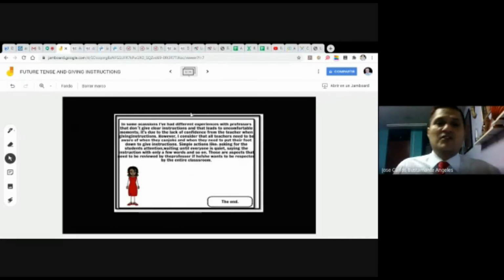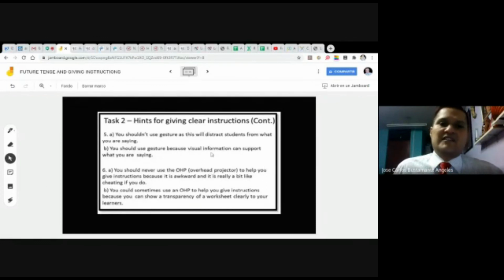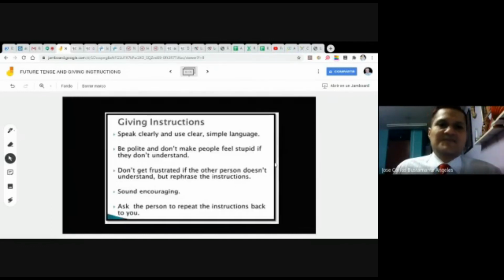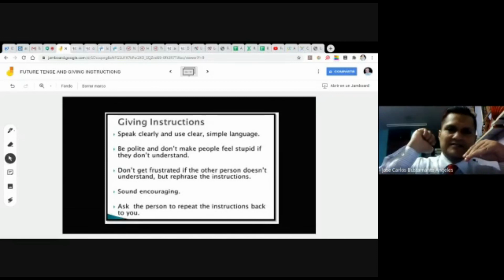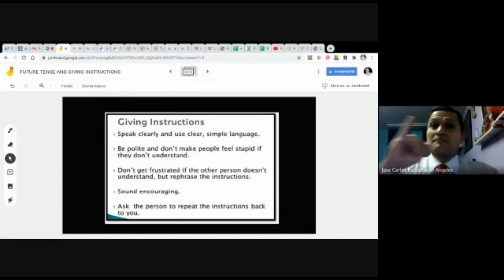Okay, good. And here you've got hints for giving clear instructions as well. I suggest, please, because you're going to have this resource Jamboard as always, because I always share with all the secondary fourth, take a look at it because you've got many hints you can use in the class. If you want to give clear instructions, speak clearly and use clear and simple language. I said it before. Don't come up with scrambled expressions. Don't come up with difficult English. Be clear, go to the point, and use simple language. That's all. Be polite, and don't make people feel stupid if they don't understand.